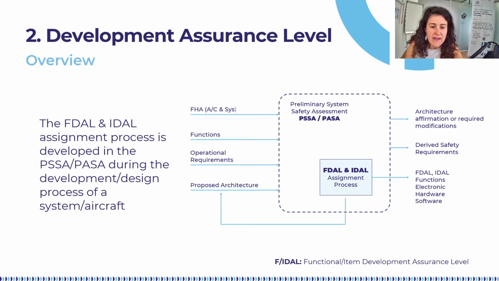Okay, so as I said before, we start with FHA, but the FDAL and IDAL is part of the PSSA or the PASA, the Preliminary System or Aircraft Safety Assessment. So you will have the FHA with all the failure conditions and functions, the operational requirements, and a proposed architecture. So you are going to evaluate this architecture and everything. So in the PSSA, you will evaluate that, and you will derive safety requirements, and you will assign the FDAL and IDALs.